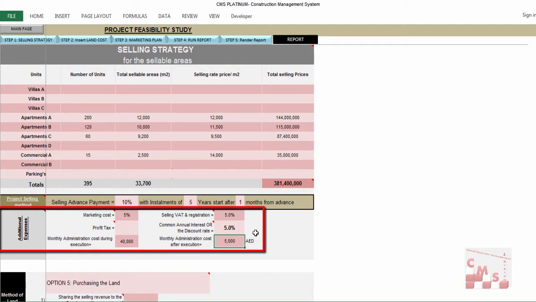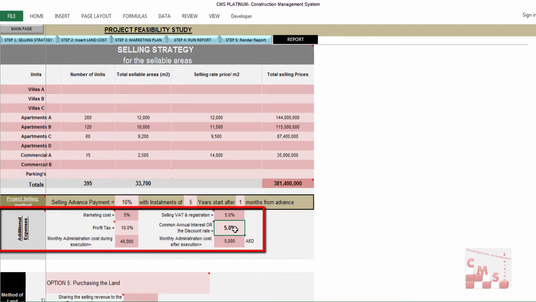So what you will insert now here are the additional expenses, which is the marketing cost. We consider here 5%. We are also considering a tax for the registration after selling the units, which is also 5% of the selling price. We can consider also the profit tax, whether it's 5, 10 or 20% according to your country. We'll consider here 10%, plus also the discount rate, which is the annual interest from the banks.